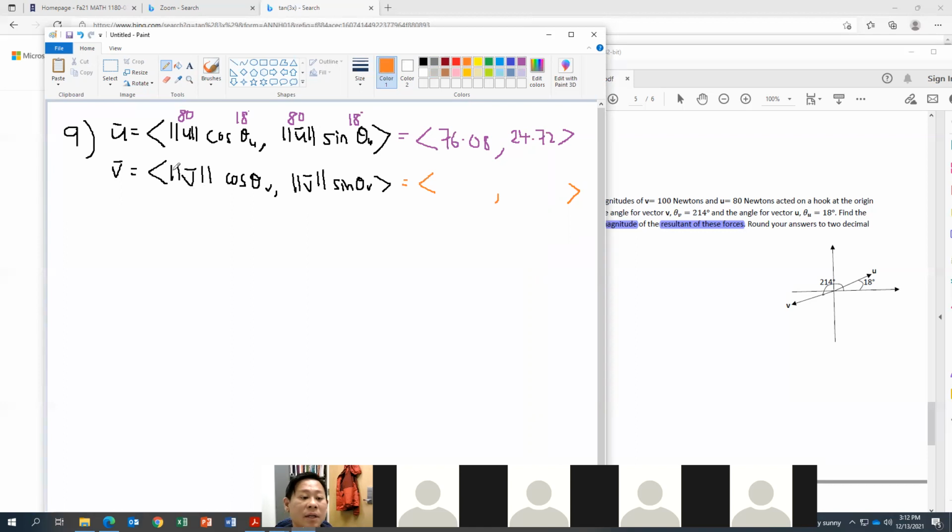And then for vector V, the magnitude is 100 and the theta is 214 degrees. So you do the same thing for vector V. You just take 100 times cosine 214 and 100 times sine 214. So 100 times sine 214, I do the sine first, is negative 55.9992. And then I do the cosine, I just typed it wrong. That will be negative 82.90.